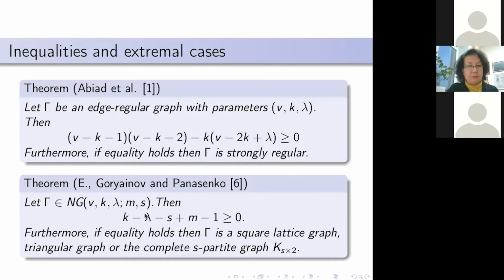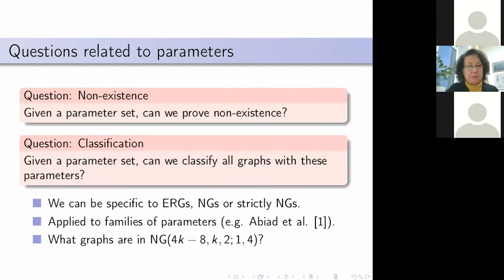And again, we find that Neumaier graphs must have parameters satisfying this inequality. And in the equality case, the graphs are also strongly regular, and we can actually classify these graphs. So up to isomorphism, they're square lattice graphs, triangular graphs, and certain complete multipartite type graphs. And these results give a sort of idea of what questions we can ask about parameters still.